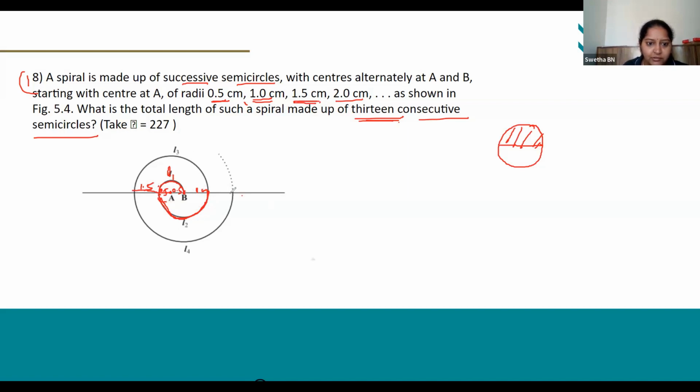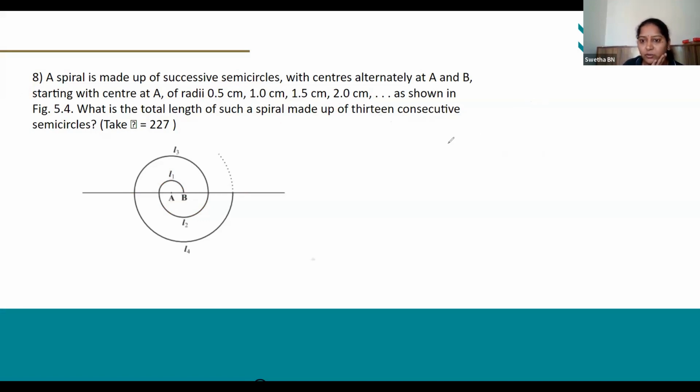Now, for the next semicircle, from here to here, B is center. See, this is 1 and what is the next one? 2 centimeter right now, children. See, this is from here to here, it is 1.5 and 0.5. So it becomes 2 centimeter. Okay, you should know how to write this. Okay, I will explain this. And what is the perimeter? Have they mentioned perimeter? What is length of such spiral?